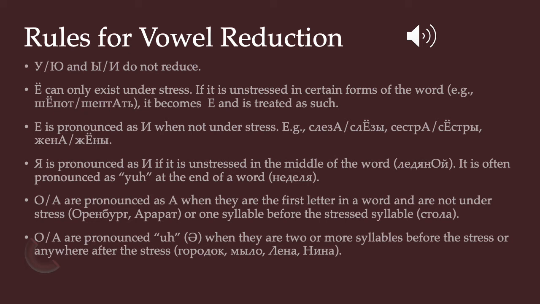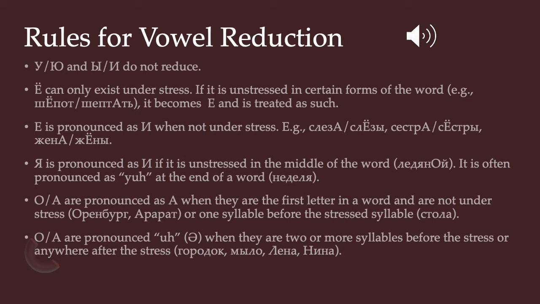The same with sistra, siostry, in which the yo in siostry, once the stress is taken away from it in sistra, it becomes a ye, and that ye is pronounced as an e, sistra. Or zhena, zhony, that yo in zhony, when it is not stressed, becomes a ye, and that ye is pronounced as an e, zhena. And because zh is always hard, it's going to be pronounced kind of like an e, zhena.